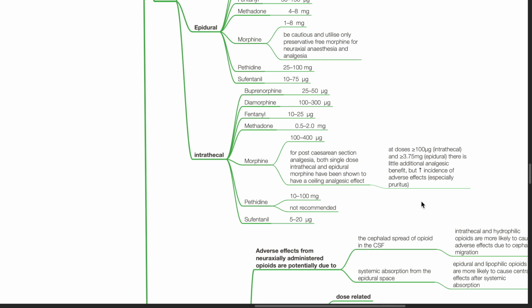For post-caesarean section analgesia, both single-dose intrathecal and epidural morphine have been shown to have a ceiling analgesic effect. With morphine at doses of 100 mcg or more intrathecally and 3.75 mg or more epidurally, there is little additional analgesic benefit but increased incidence of adverse effects, especially pruritus. The dose for intrathecal petidine is 10 to 100 mg, however this is not recommended. The dose for intrathecal sufentanil is 5 to 20 mcg.